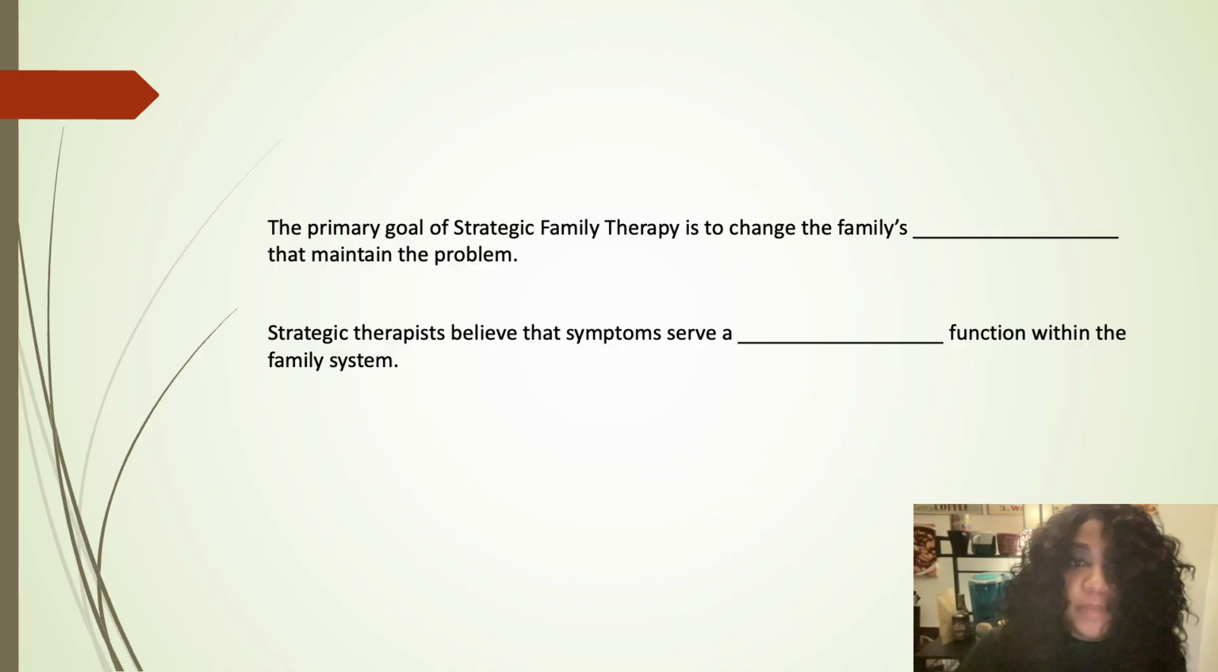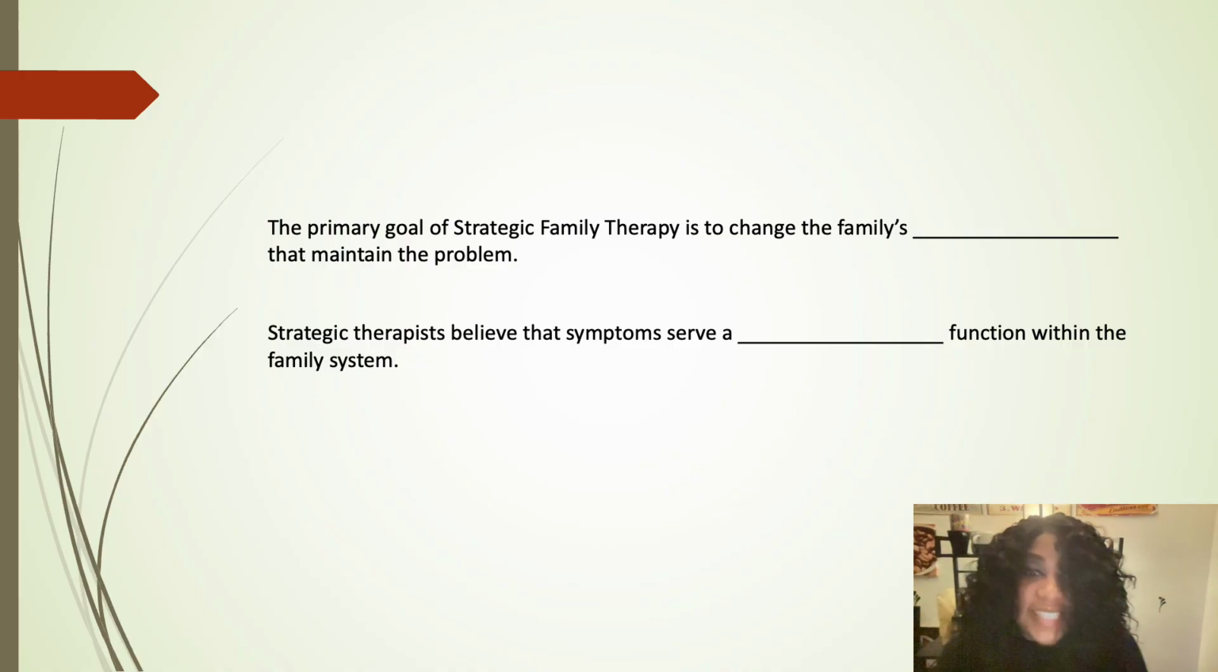Strategic therapists believe that the symptom serves a purpose, right? It serves a purpose because it has a function within the family system. There's a reason why that function exists. It's doing something to that system, even if they don't realize it, right? That's what strategic therapy is all about, looking at those interactions, those patterns, but that therapist has to disrupt it because that family has a faulty system. It has a disorganized system.